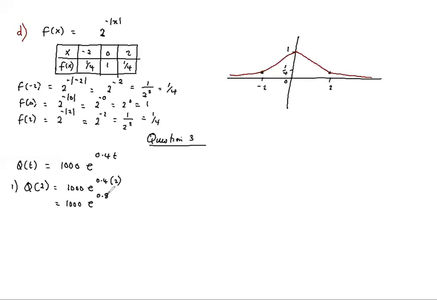The second part is how many at the end of 3 hours. So I put a 3 there, 1000 e to the 0.4 times 3. This becomes 1000 e to the 1.2. I leave it there.